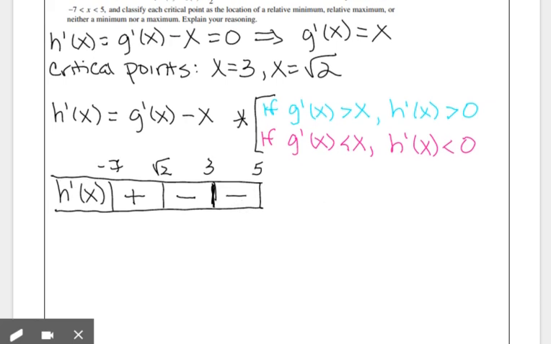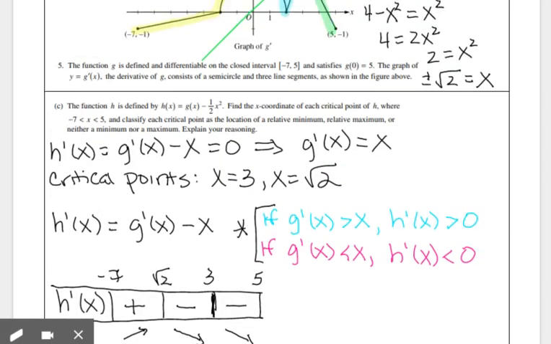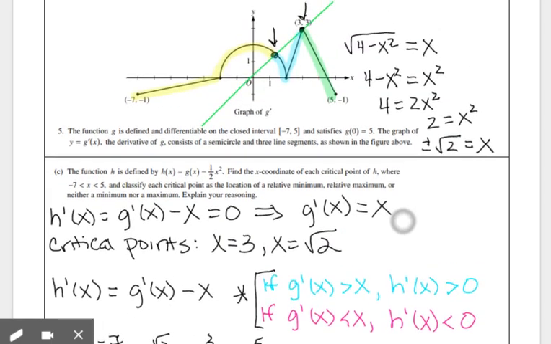All right, so now we've got this sign chart figured out. Since h prime is positive on this first interval, it means that h is increasing. And then at the square root of 2, h ends up decreasing because h prime is negative. And h prime is negative from 3 to 5, which again means that h itself was decreasing. Sorry, I'm mixing up all my variables here.